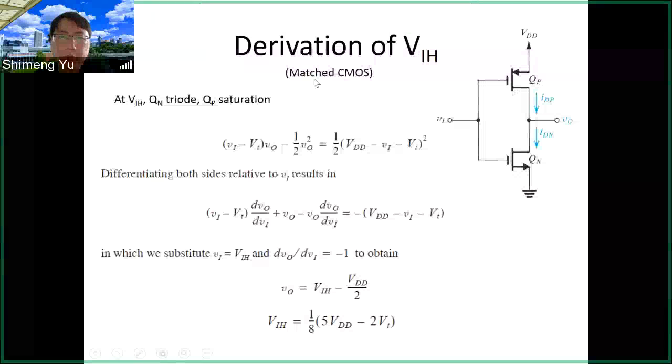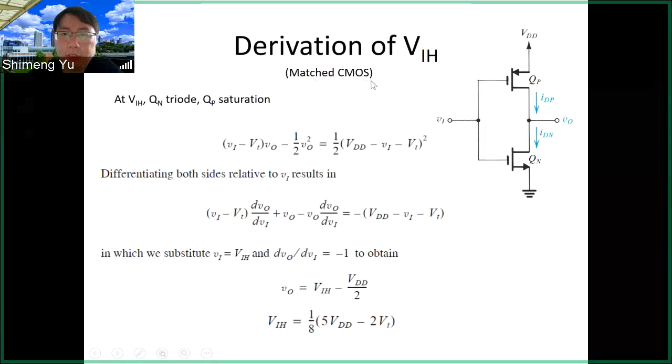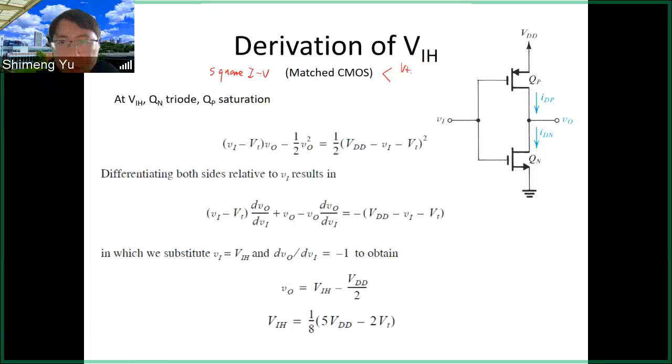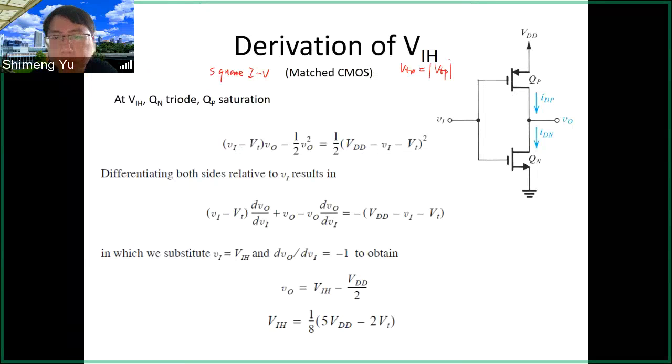And we do it for the matched CMOS and assume the square law IV. So those are two assumptions. We are going to have here square law IV and also the matched condition. So the matched condition basically tells you that the Vtn equals the absolute value of Vtp. Threshold voltages are the same, and the coefficients Kn and Kp in the current equation are the same.